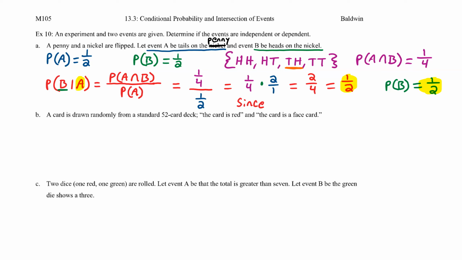So we would say, since the conditional probability, the probability of B given A, equals the probability of B, the events are independent.